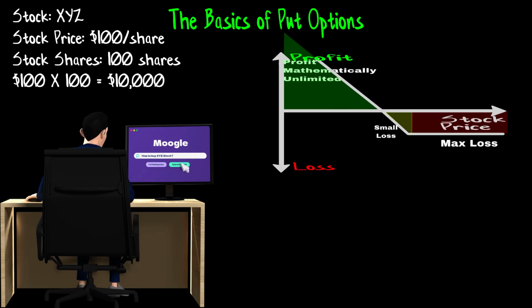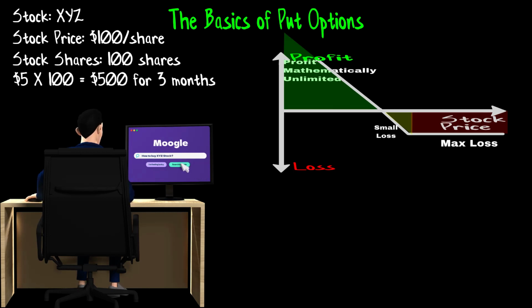He can buy a put option for 3 months at $5 a share for a total of $500. Brad decides to buy the put option, which will give him control over selling 100 shares of the company for the next 3 months.